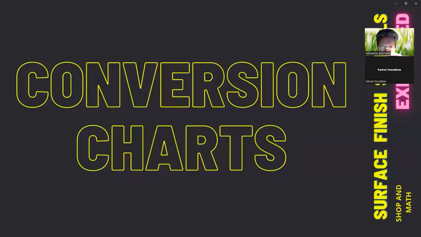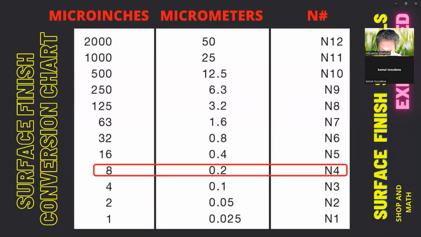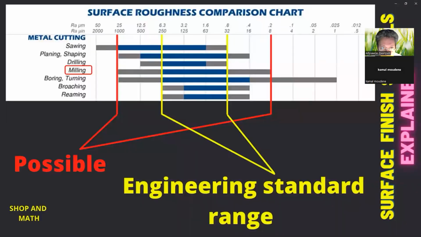Conversion charts. Take a look at this conversion chart. An RA in micro-inches of 8 is equivalent to an RA in micrometers of 0.2 and a roughness grade of 4.